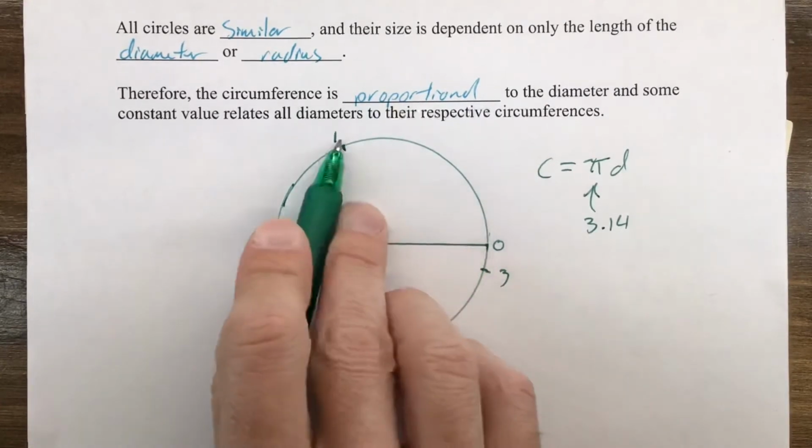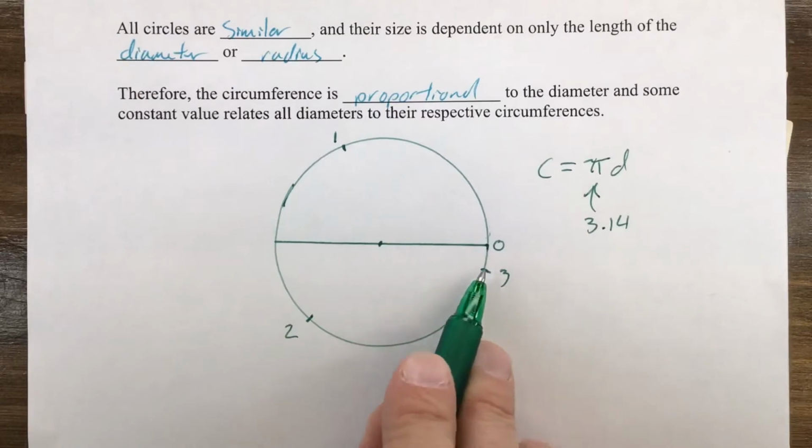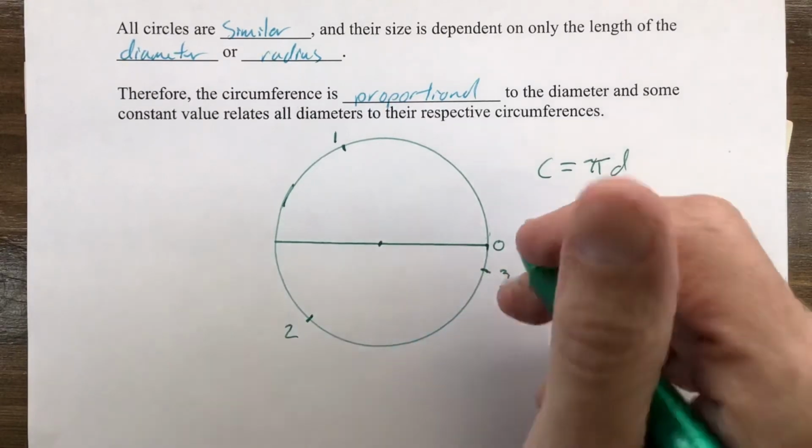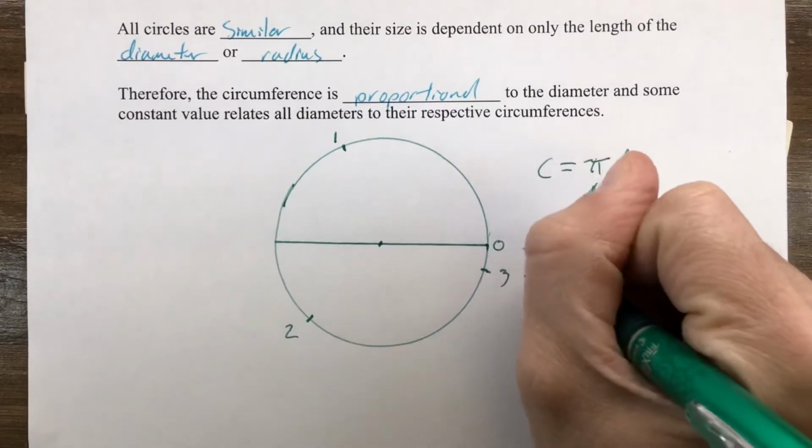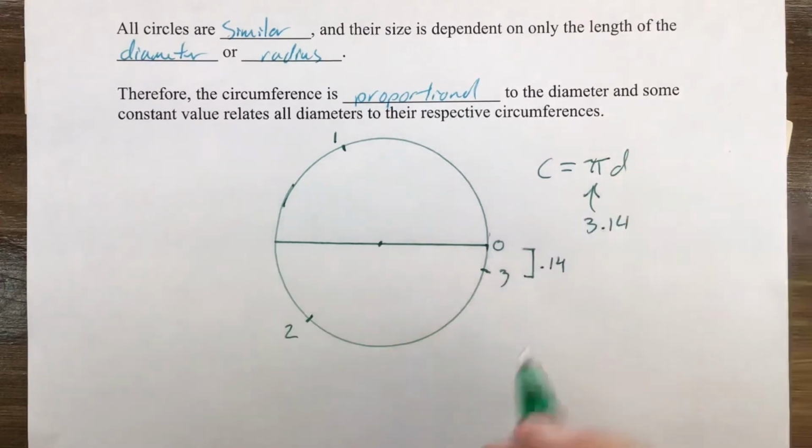So we've got 1, 2, 3 diameters and just the tiniest bit left over here that would be the 0.14, which actually isn't just 0.14, it does continue out, there's more decimals, there's an infinite number of decimals as far as we know right now.